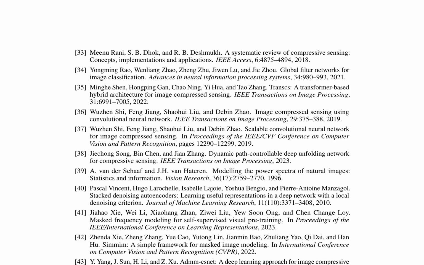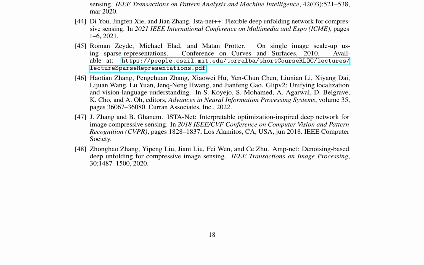In addition, the paper touches upon the concept of masked frequency modeling, a self-supervised visual pre-training method that masks certain portions of an image during training to encourage the model to predict the missing regions. This technique has been shown to be effective in improving image recognition tasks and can potentially enhance image compressed sensing by leveraging spatial correlations within images.